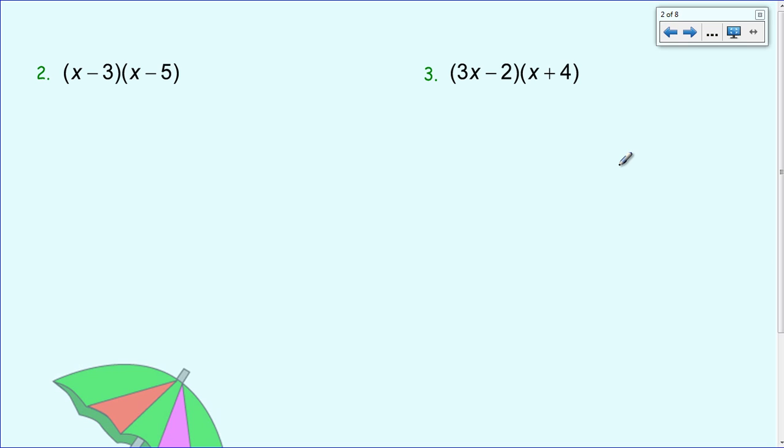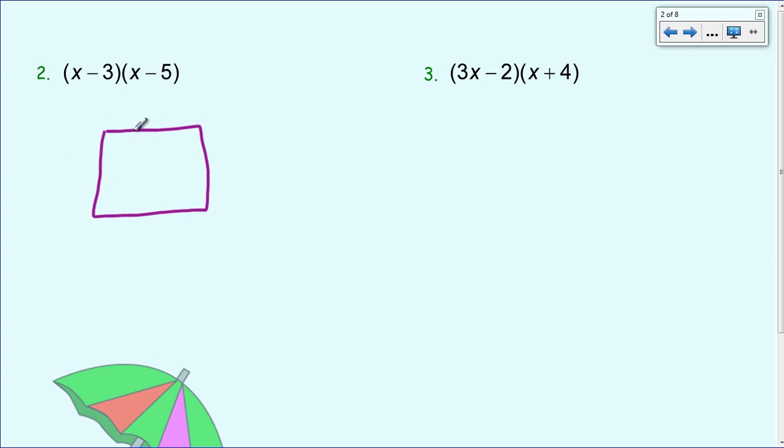Some people really, really love double distribution, and some people really, really love the box. It just sort of depends on what kind of learner you are and how you see things. So we're going to do the box method with this second problem so that you can see it. I do not care how you choose to do them. As long as you use one of the methods I'm about to show you to solve these problems, it really doesn't matter. So here's how the box method works.